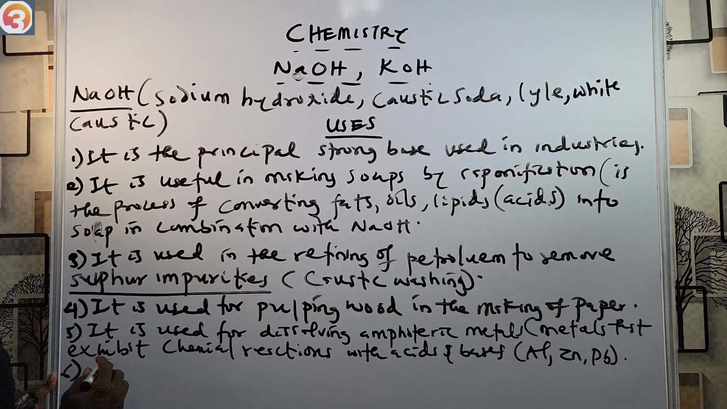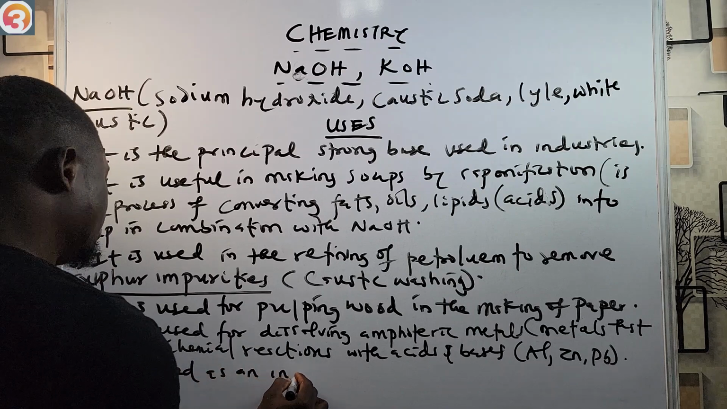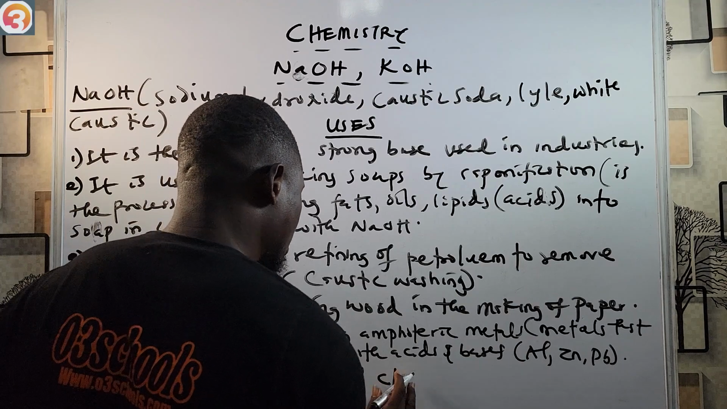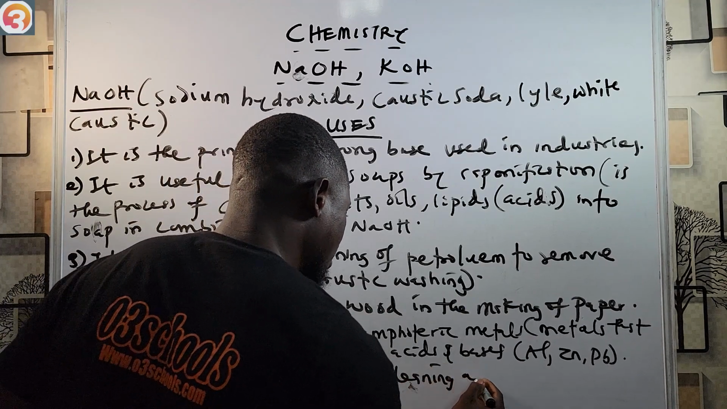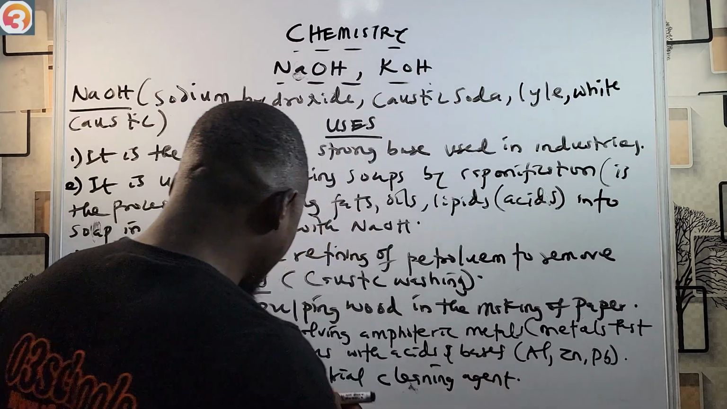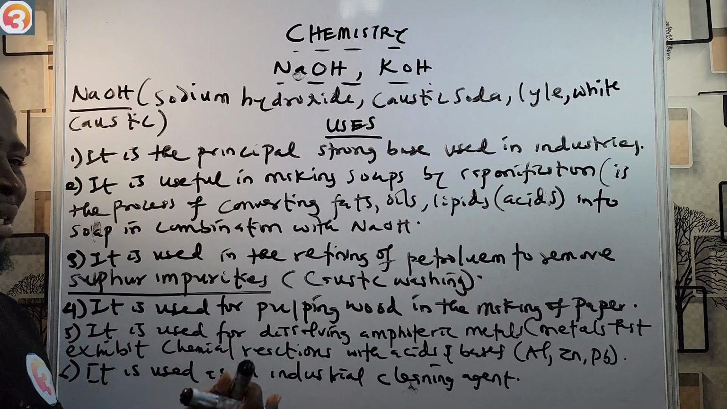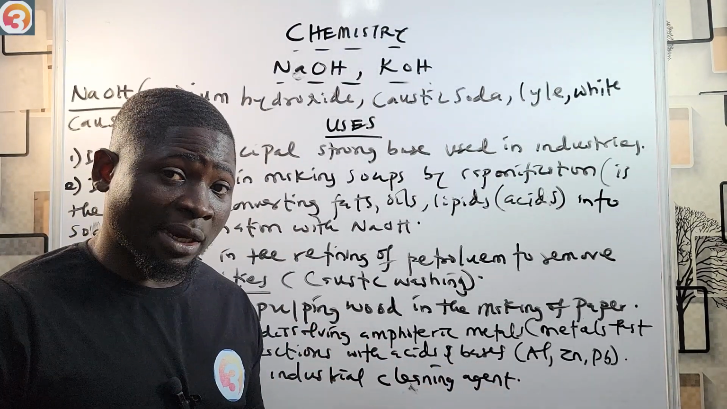Then also, sodium hydroxide is used as an industrial cleaning agent. All right, so these are some of the uses of sodium hydroxide, because it's one of the principal bases used in the industry. It has very many uses.